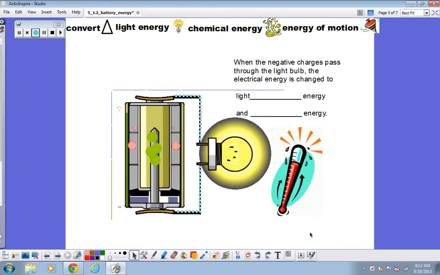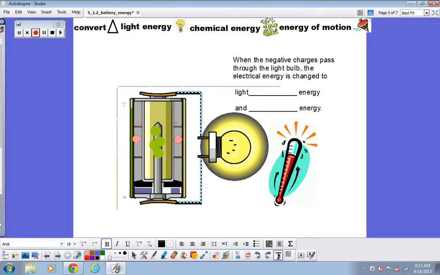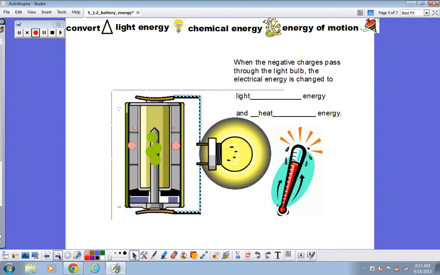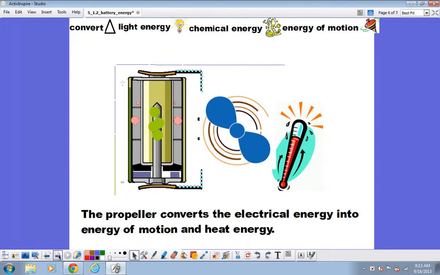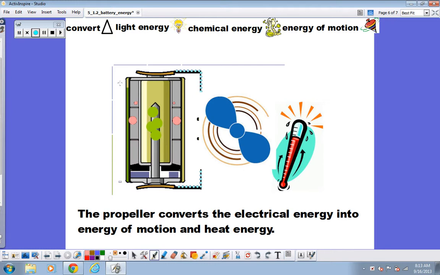So have you ever touched a light bulb before? And think about how it felt. Did it feel cool? If it had been on for a while, you should feel like the light bulb is really hot. So the light bulb is not only converting the electrical energy into light energy, it's also converting it into heat energy. Very good. So that is what we're looking at when we talk about the light bulb and how the battery makes the light bulb light up.